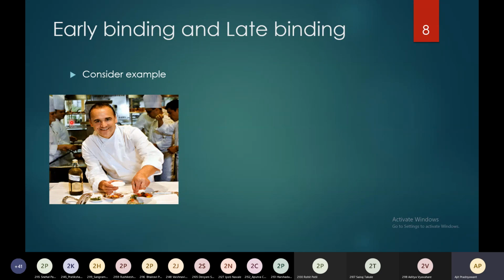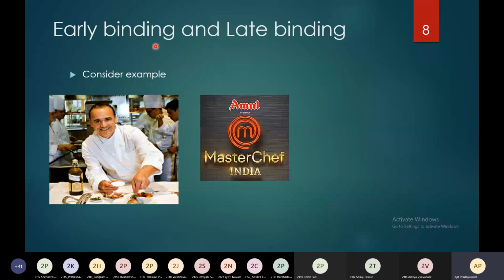It is called early binding. This analogy is called early binding. This chef already knows which items to be prepared, which are present in the menu card. This is called early binding. Now consider this chef is going to participate in a MasterChef competition. All these images I have taken from the internet. Just for example, he is going to participate in a MasterChef competition.